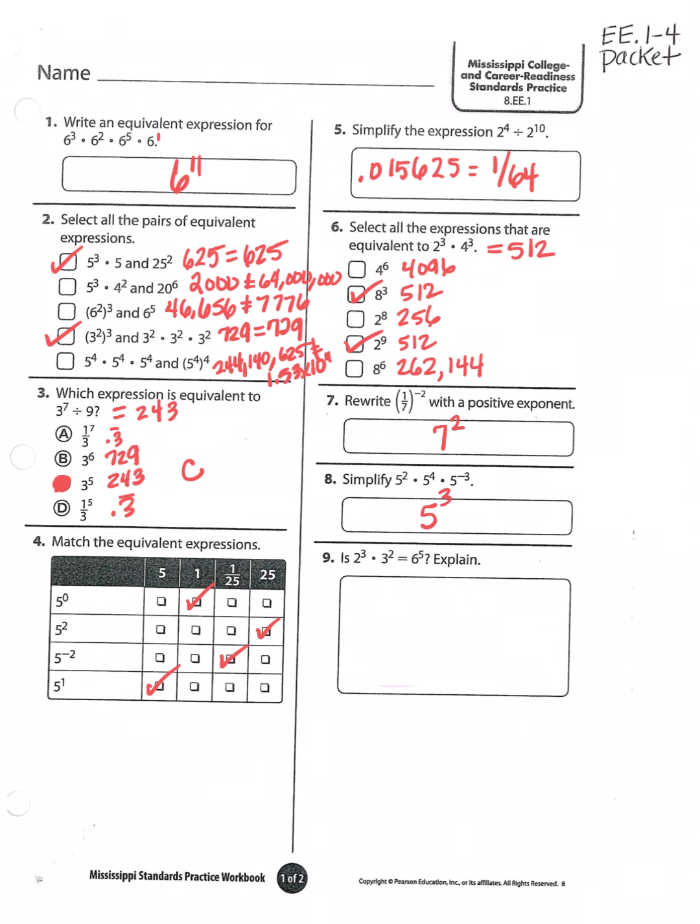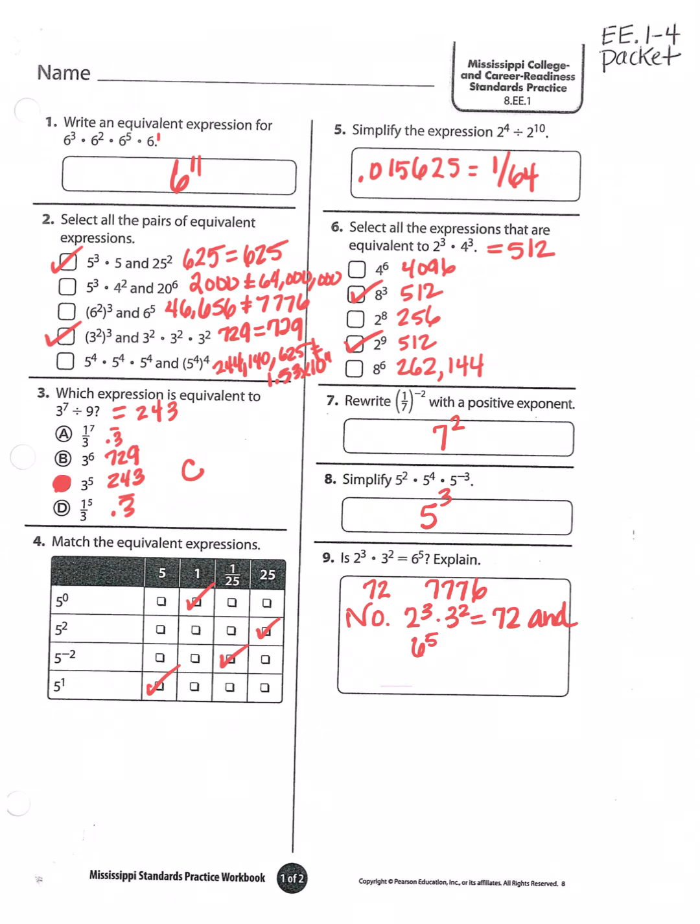Number 9, the last one on this page, is 2 to the 3rd times 3 squared equal to 6 to the 5th. Well, type it in your calculator, 2 to the 3rd times 3 squared, and I get 72. And 6 to the 5th, if you type that in your calculator, I get 7,776. So the question is 2 to the 3rd times 3 squared equal to 6 to the 5th. My answer would be no. And explain why. I would say 2 to the 3rd times 3 squared is equal to 72.